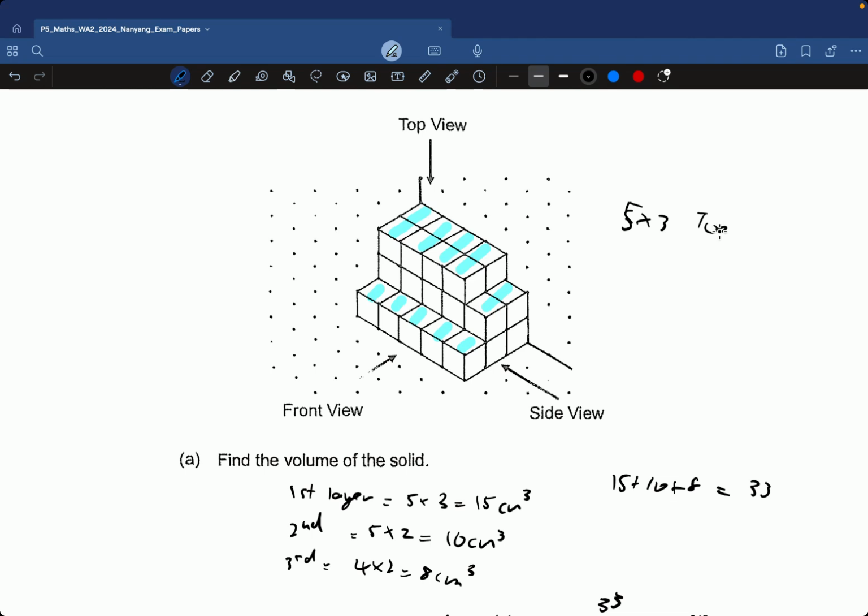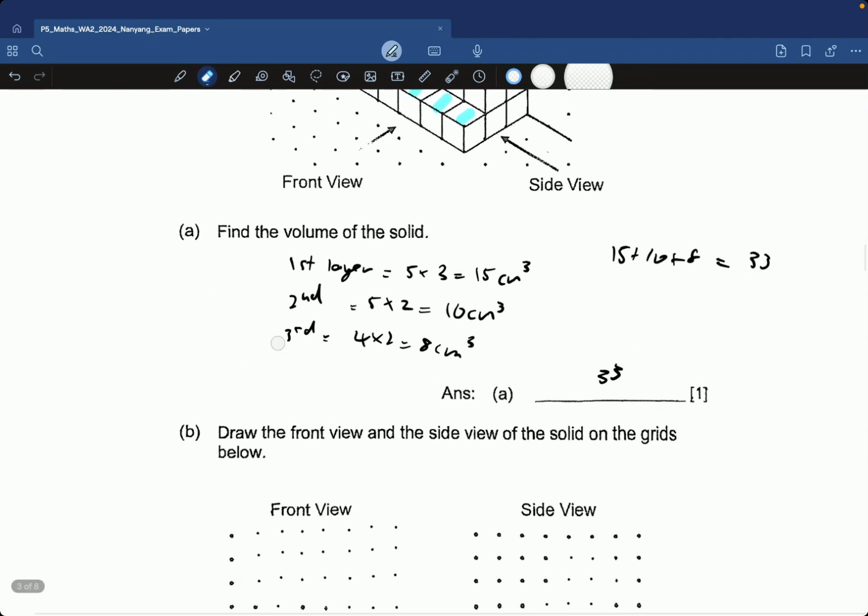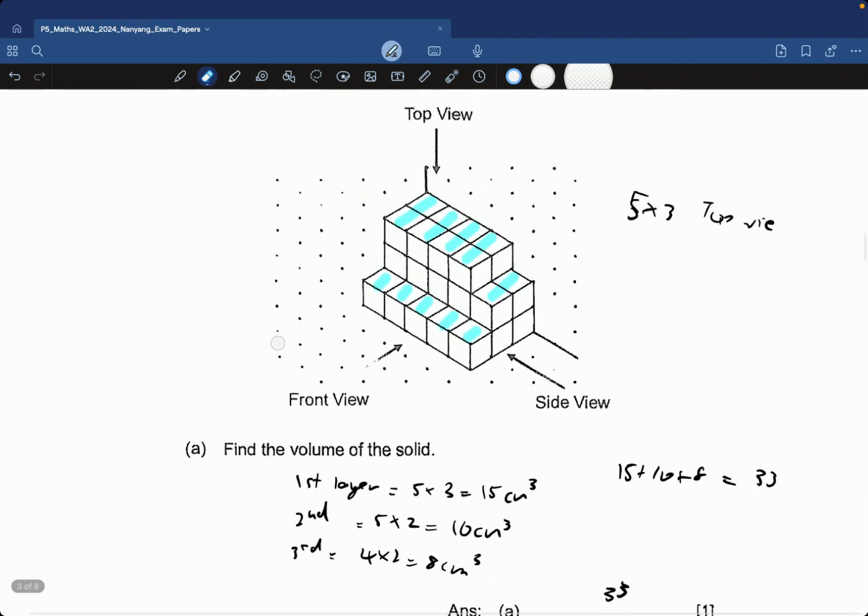for top view. Okay, so that's what we're gonna do for the top view itself. Oh no, there's no top view. So it's looking only for the front view and the side view. Okay, so front view, let's do the front view first. Okay, so front view essentially is this front view. Okay, so this is the front view.